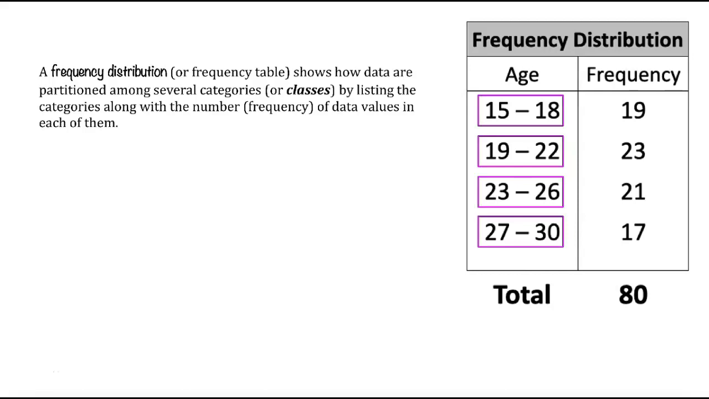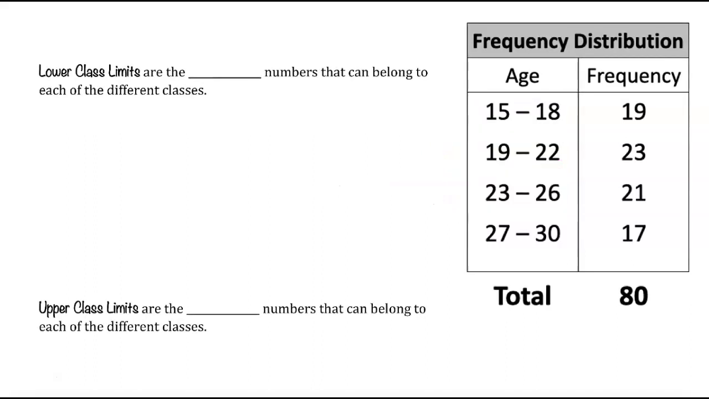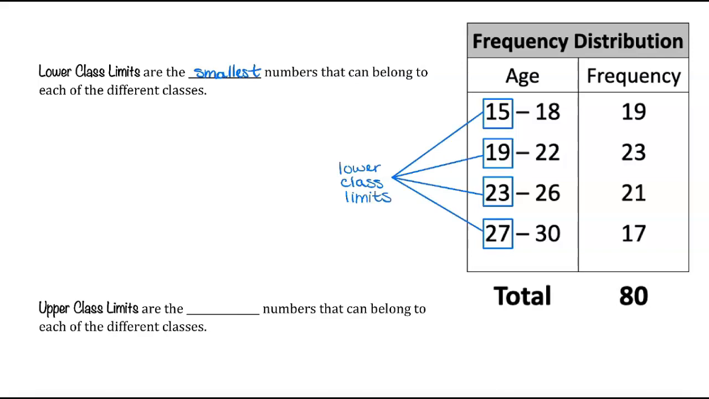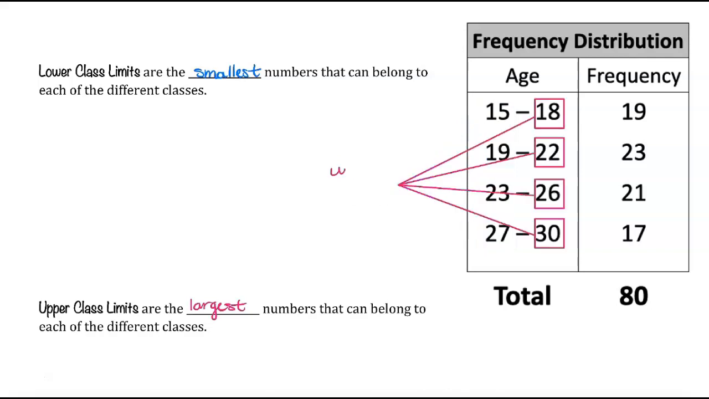This is what we mean by classes. It's the categories that we create to group different data values together. The lower class limits are the smallest numbers that can belong to each of the different classes. So in this example, the lower class limits are the numbers 15, 19, 23, and 27. In contrast, the upper class limits are the largest numbers that can belong to each of the different classes. So in this example, the upper class limits are the values 18, 22, 26, and 30.